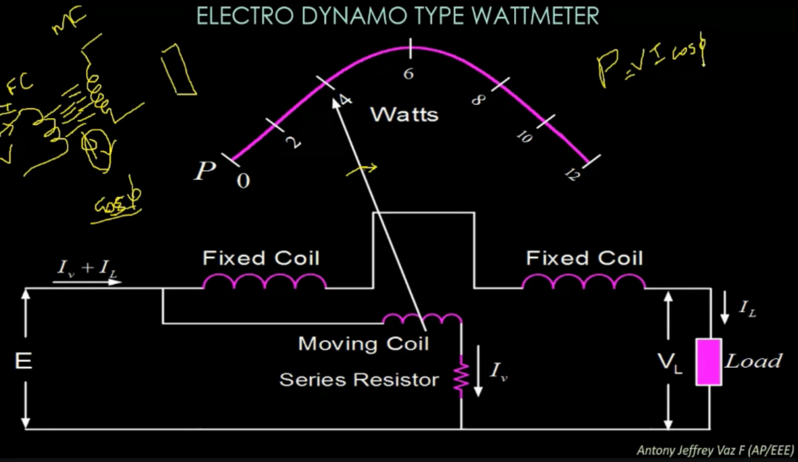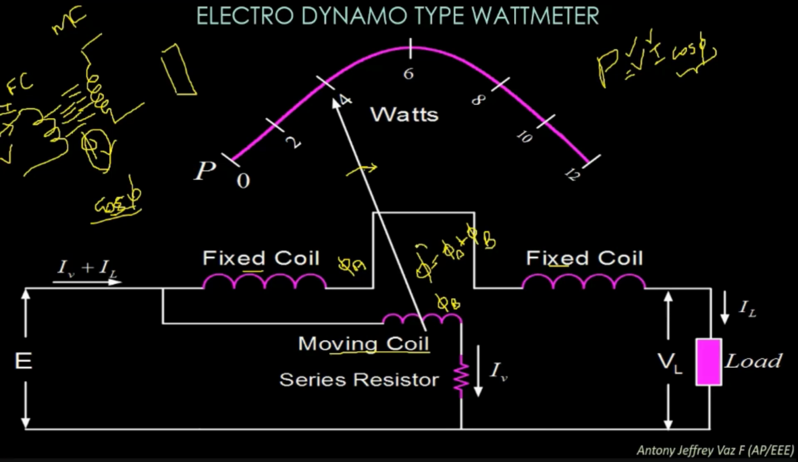Okay, VI cos phi. Here the voltage is being measured with the help of the moving coil or the pressure coil, and the current is being measured with the help of the fixed coil. The power factor cos phi is going to be measured with the help of the fluxes generated between the two coils. Name them phi A and phi B. So the vector sum of the total flux phi will be equivalent to phi A plus phi B.